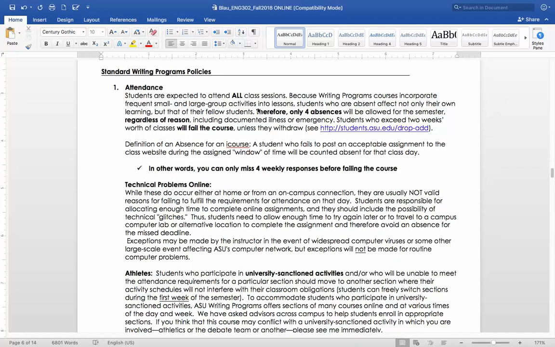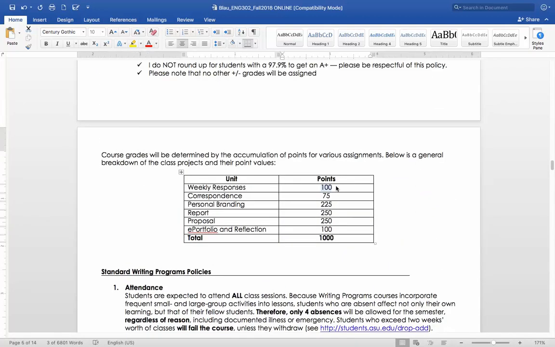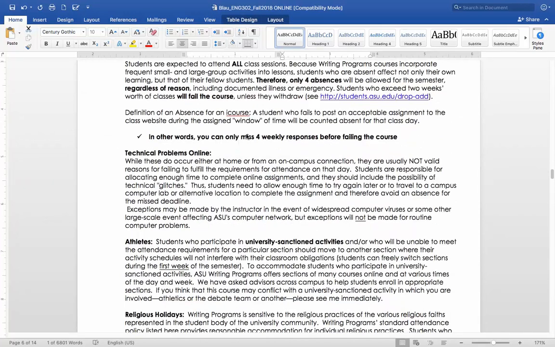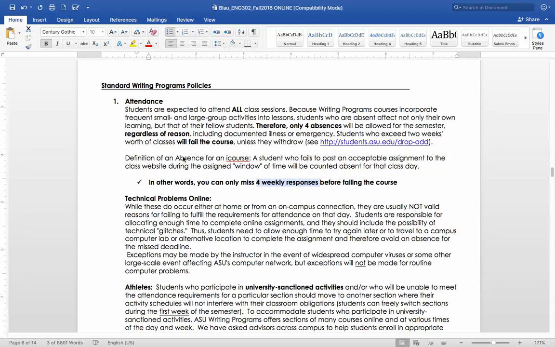Now, in an online class, obviously we're not meeting in person. So an absence for an I-course is failing to post an assignment during the window of time that you're given. So basically what that means is you can only miss 4 weekly responses before you fail the course. So not only will you miss the points for that week, but it also counts as an absence. So if you notice, there are 10 weekly responses worth 10 points each. So you have to do at least 6 of the weekly responses just to be in the class, to keep from failing. So please note that. That's really important. And the attendance policy is a program-wide policy.